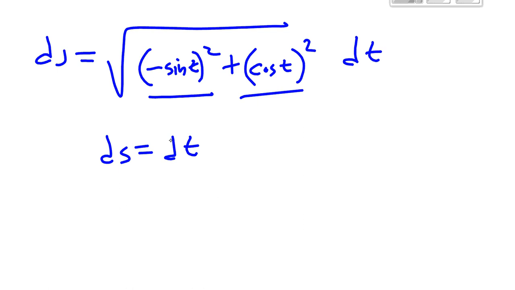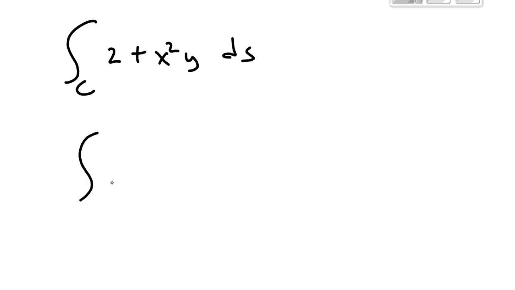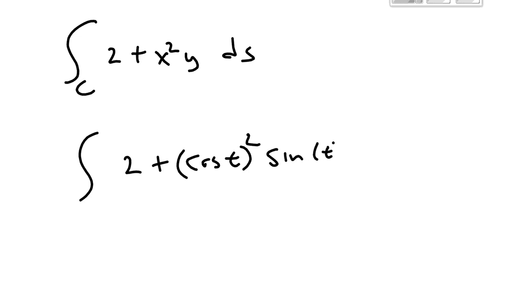Okay, so now we're ready to rewrite our integral. Here we go. Our integral was the integral over the curve C, 2 plus x squared y ds. ds just equals dt. For the curve, I'm going to do 2 plus x is cosine of t, quantity squared, y is sine of t, ds is just dt. And the one last thing you need is limits of integration.